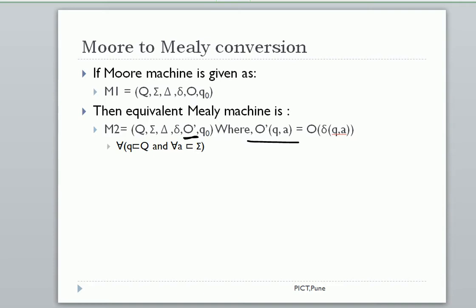How do we calculate O dash, the output function of the Mealy machine? From the Moore machine, I can get the output associated with the state. So with that, we have to find the output associated with the state and input by using the formula O dash of (Q, a) equals O of delta of (Q, a), for all a belonging to the alphabet set and for Q belonging to the finite set of states. By using this equation, we can generate the Mealy machine.